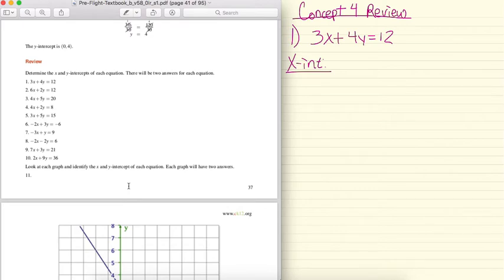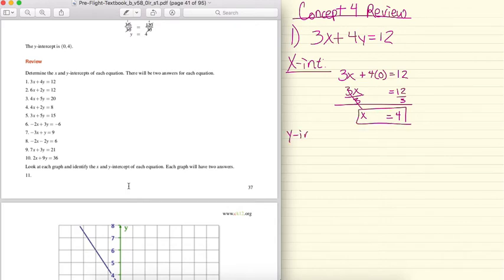Finding the x-intercept means we are plugging 0 in for y and solving for x. So what that work looks like is we're going to have 3x plus 4 times 0, because we're plugging 0 in for y, and that equals 12. Solving for x, 4 times 0 is really just 0, so I'm left with 3x equals 12. I'm going to divide by 3 to get x by itself because that's the opposite operation of multiplication, and I get x equals 4. So I know that my x-intercept is when x is equal to 4.